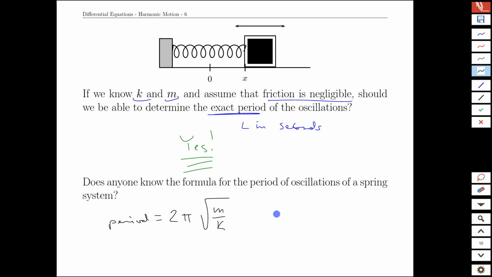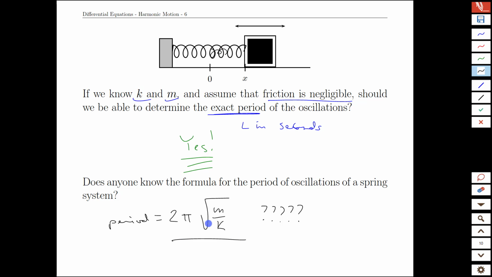And if you've never seen that before, you should be like, what? Why square root? Why 2 pi? There's no circles in this mass and spring system. Is it because these hoops are circular? No, none of that.